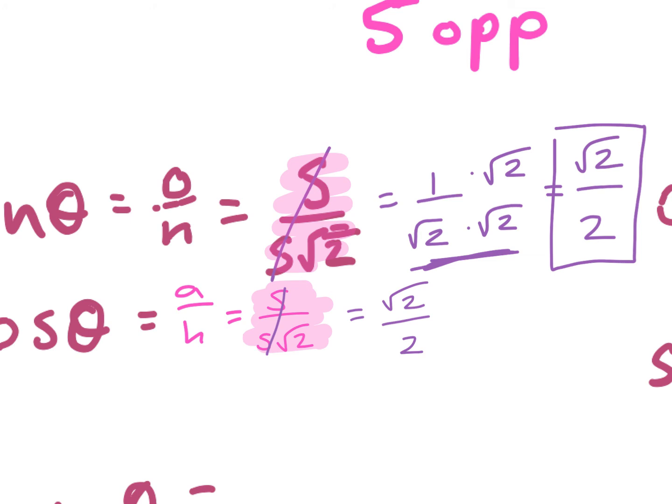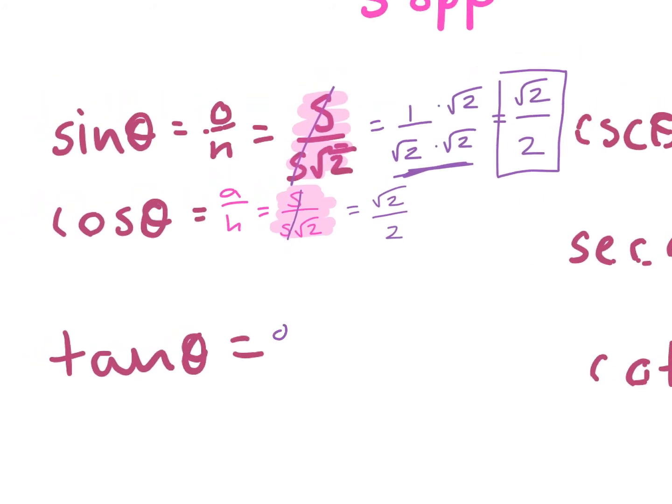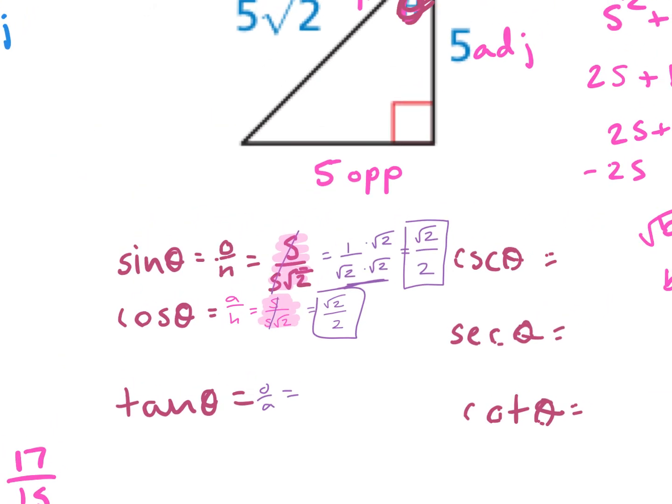Now let's do tangent. Tangent is opposite over adjacent. So what's our opposite? 5. And what's our adjacent? 5. So it equals 1. Perfect.